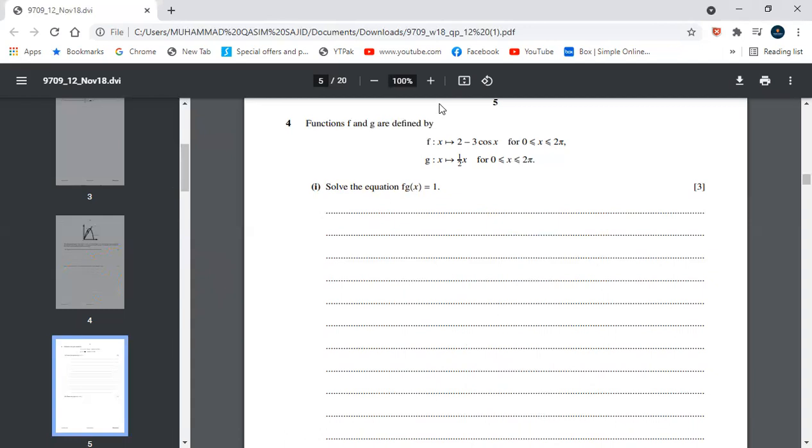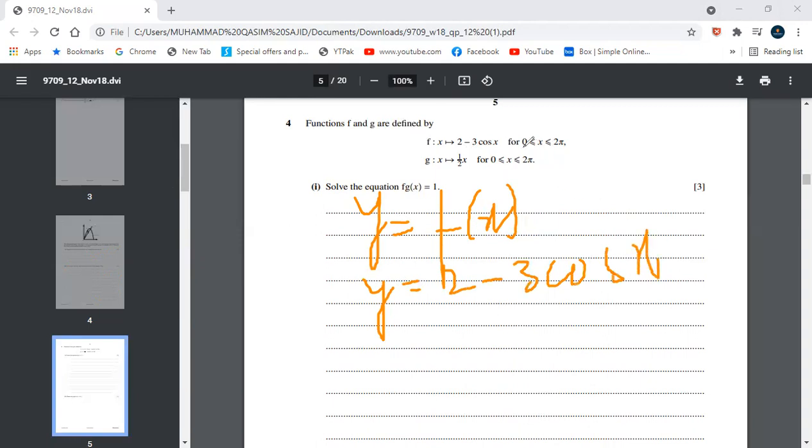So how do we find y, Abdullah? As y equals f(x), it means this is the value of f(x). So y equals nothing but 2 minus 3 cos of x. Now the limits are 0 to 2 pi. Is this clear or not? Yes, yes. So you have to make a graph for x and y.